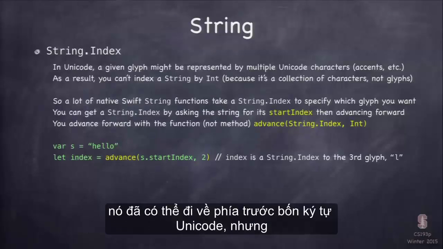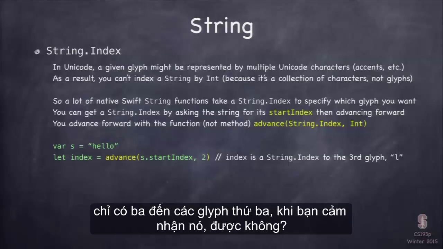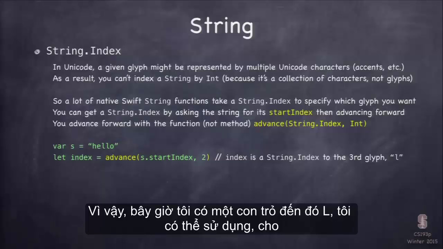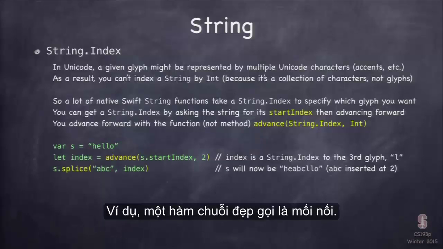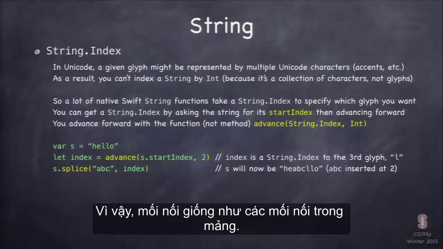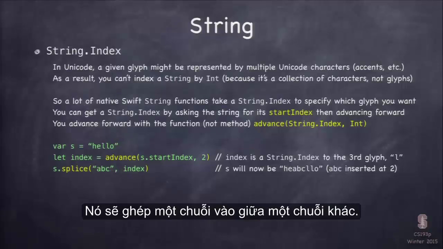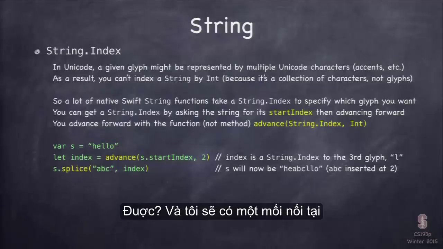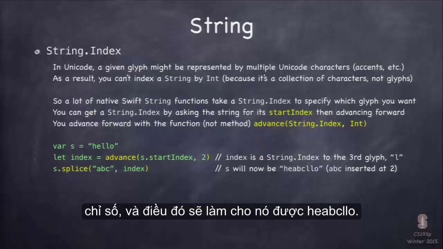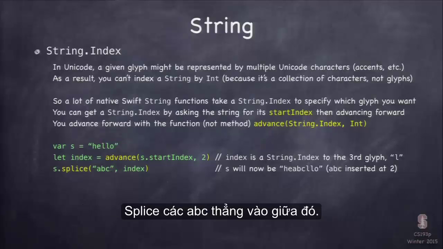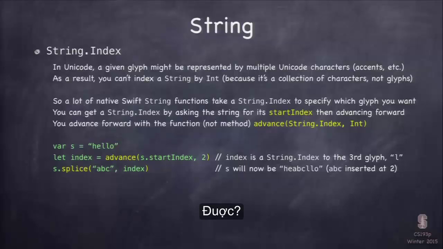And again, if it was E accent aigu, it would have gone forward 4 Unicode characters, but only 3 to the third glyph as you perceive it. So now that I have a pointer to that L, I could use, for example, a nice string function called splice. So splice is just like the splice in array. It will splice a string into the middle of another string. And I'm going to have it splice at that index, and that's going to make it be HE ABC LLO. Splice the ABC right into the middle there.